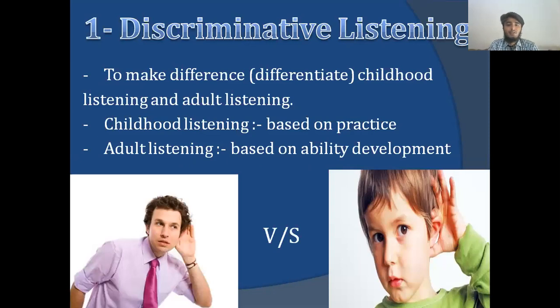Discriminative listening, the first type of listening. To differentiate childhood listening and adult listening: basically, childhood listening is based on practice. What he hears, he practices on that. And adult listening is based on ability development.